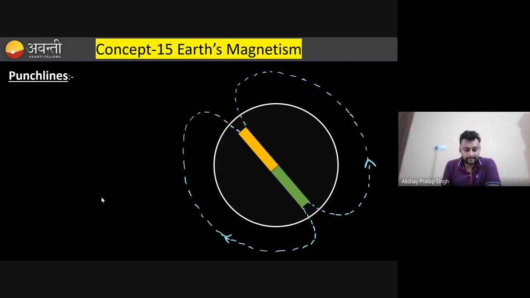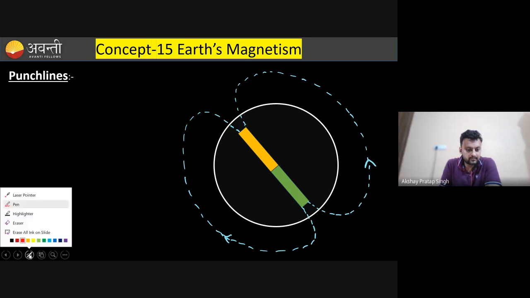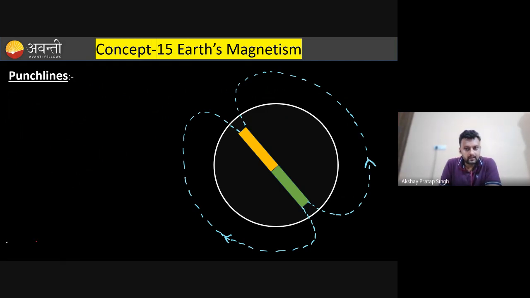This is our Earth. You have already seen this. And this is our geographical north. This is our geographical south. Near the North Pole, there is magnetic South Pole. I am mentioning it South magnetic, and this is North magnetic. This is clear.